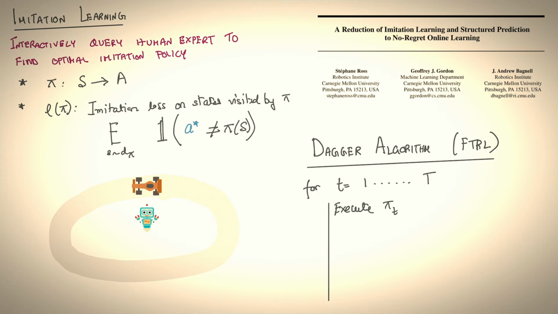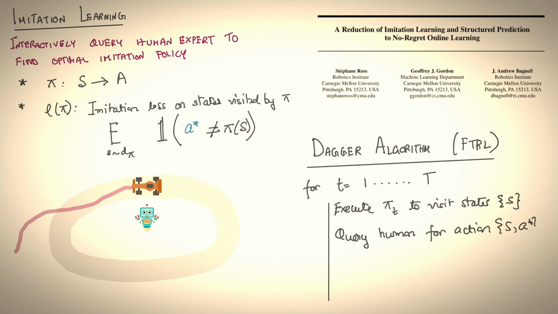So, the way Dagger proceeds is at every round of the game, we begin by executing the learner to visit a set of states. Now, initially, of course, the learner is pretty poor, so it goes off the track. We then query the human for their actions. So what would the human do in these various states? Once you have these human actions, that effectively defines your loss function for that policy.